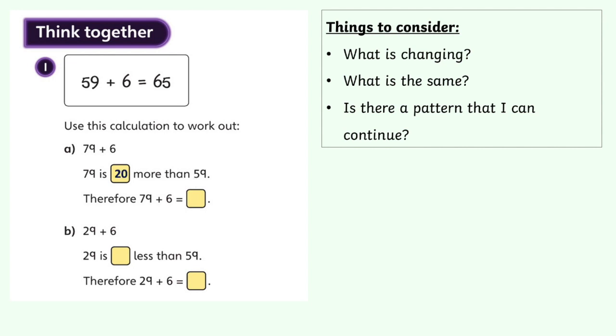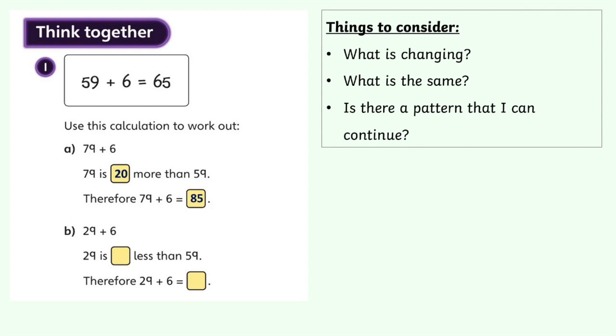If we know that 79 is 20 more than 59, and everything else in the addition has stayed the same, that 6 is the same, then we know our answer must be 20 more as well. So rather than working out the whole calculation again, we just need to do 20 more than our answer, which is 65. So 20 more than 65, well, let's count up in 10, 65, 75, 85. 79 add 6 equals 85. So we used what we already knew, and that gave us a quick way to get to the answer.